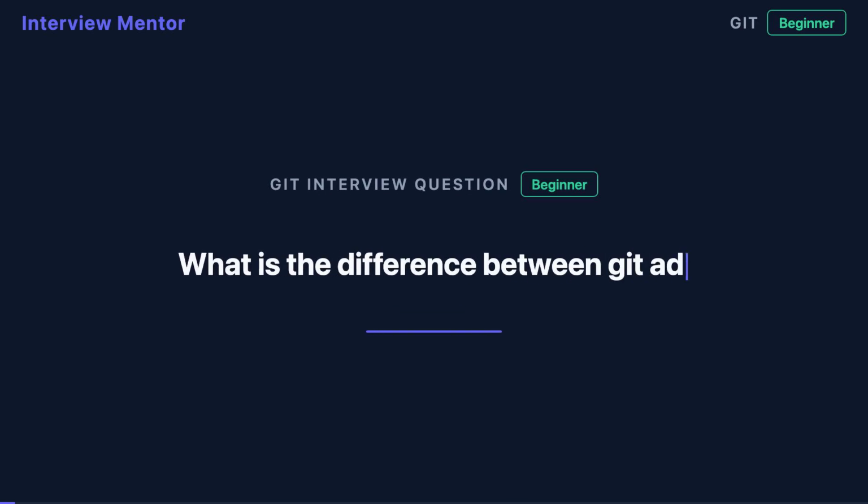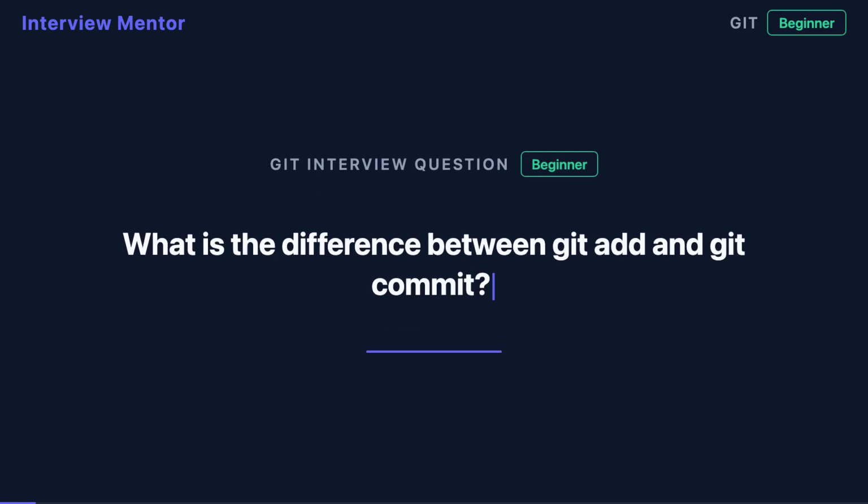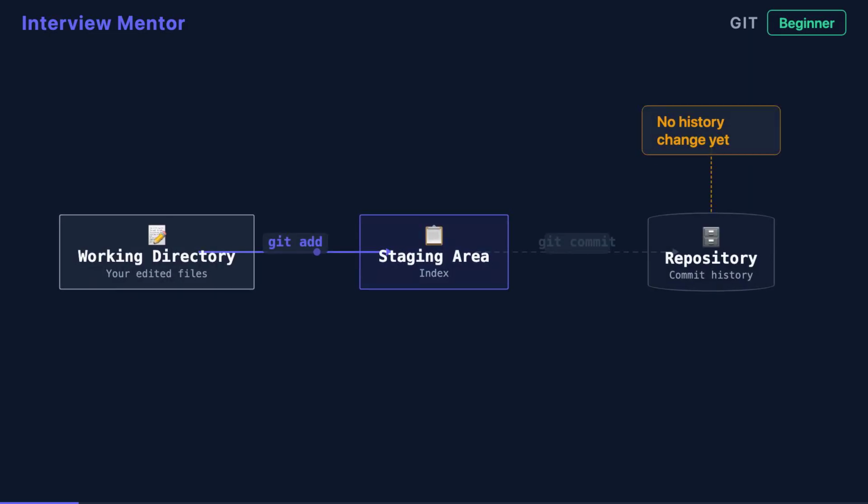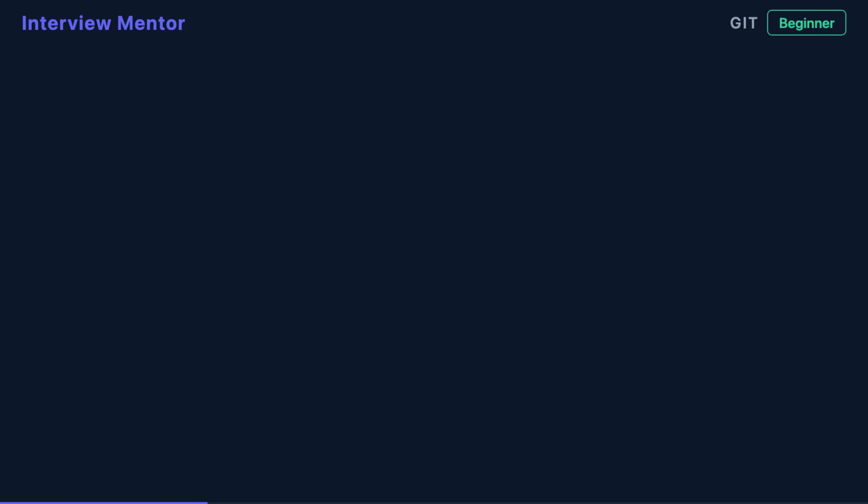Why does Git need two commands, add and commit? Just to save your work. Git add moves changes from your working directory into the staging area, also called the index. Think of it like packing a box. You choose exactly which files, or even which lines of code, go in. Nothing is permanently saved yet. You're just telling Git what you want to include in your next snapshot.